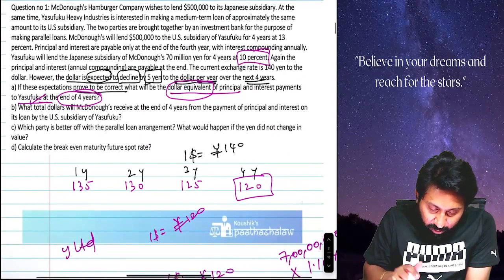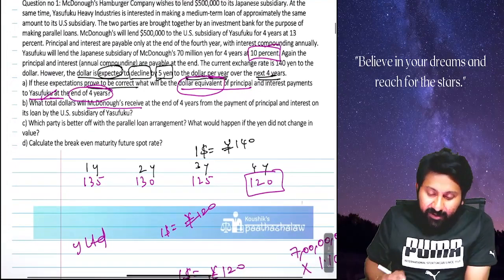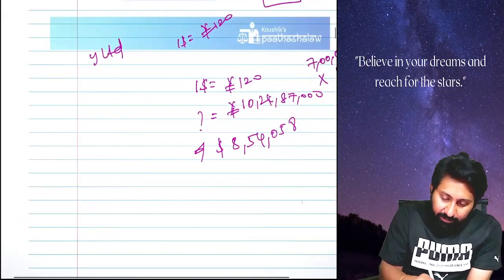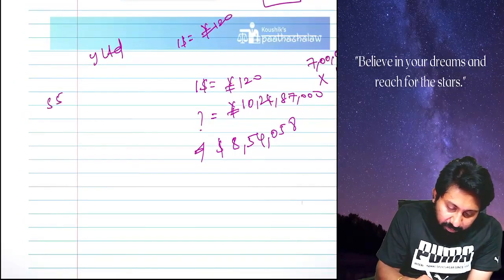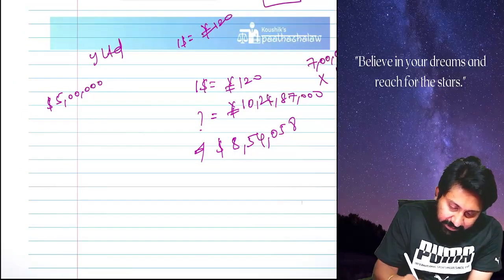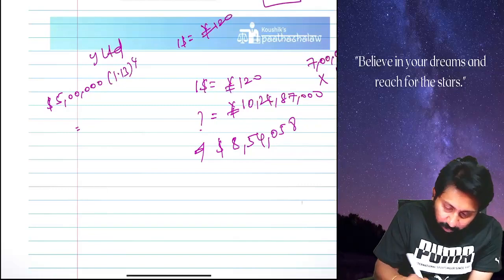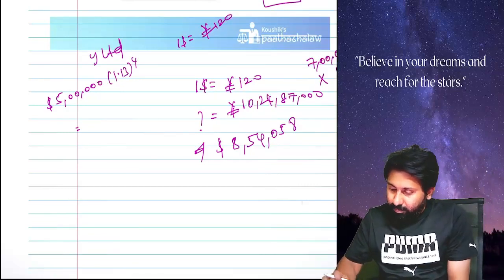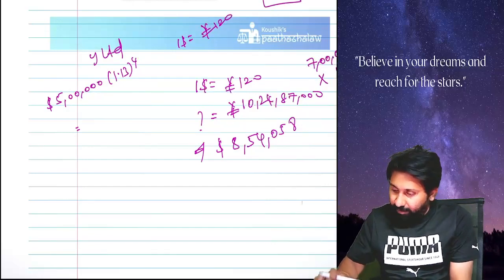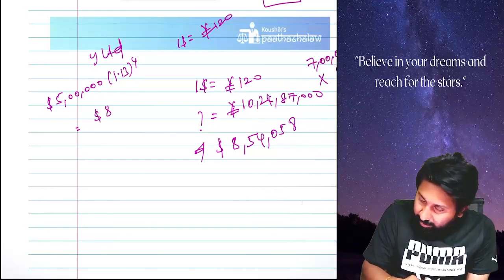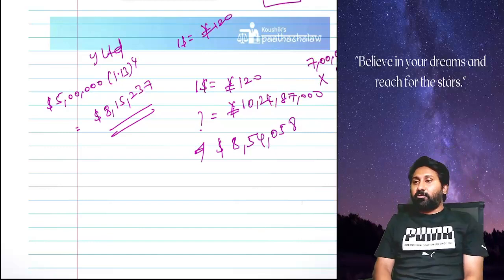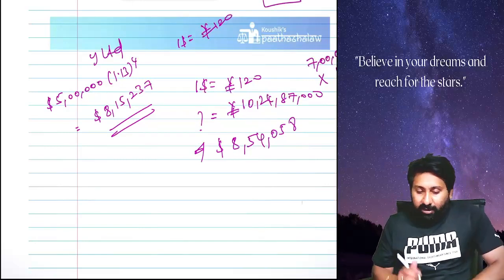What is the total dollar amount Y Limited, or M Limited in our example, will receive at the end of 4 years? Tell me, M Limited has given how many dollars? 5 lakh dollars, 1.13 to the power 4 into 5 lakh. Dollar 8 lakh 15,237. So technically, tell me now.